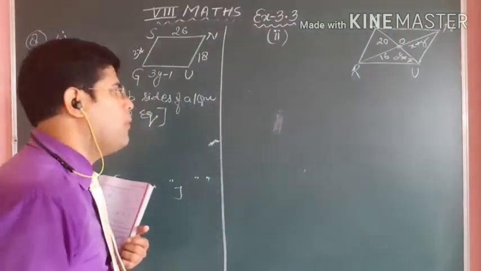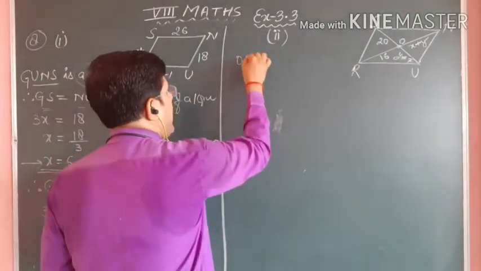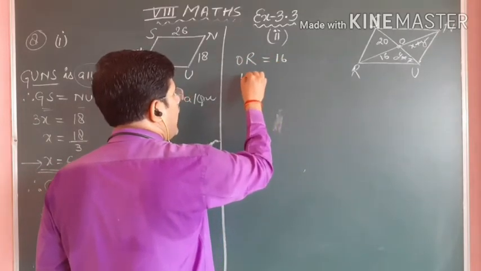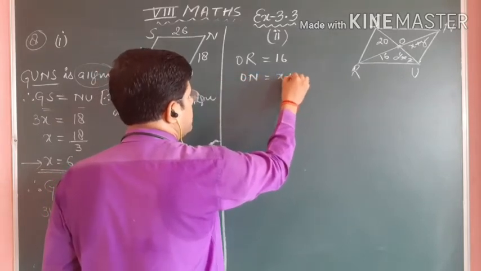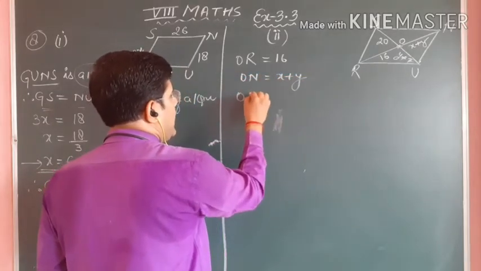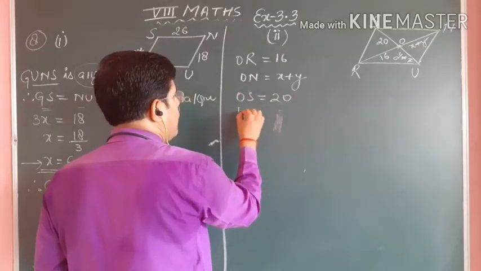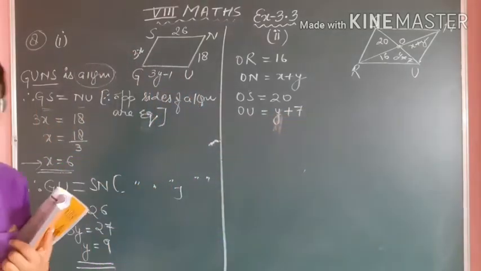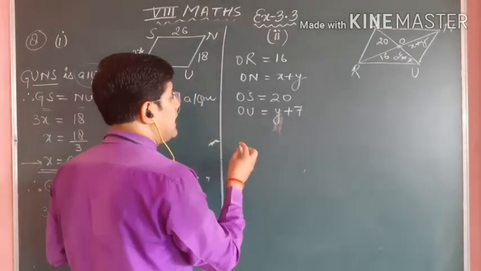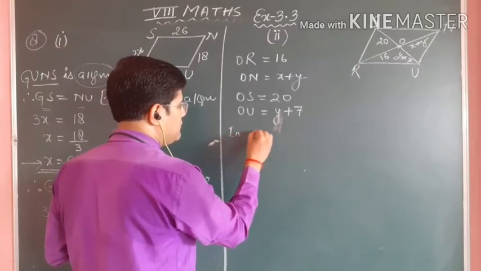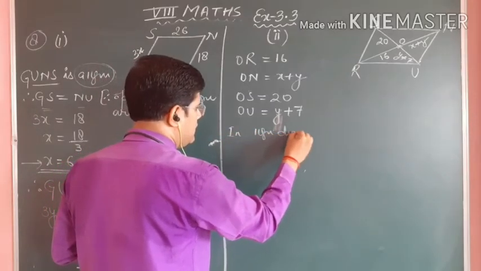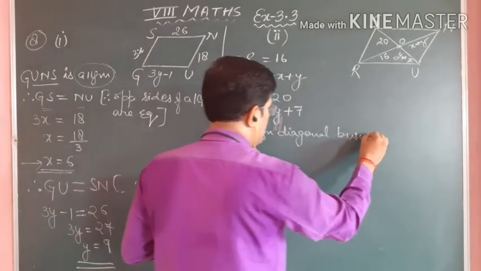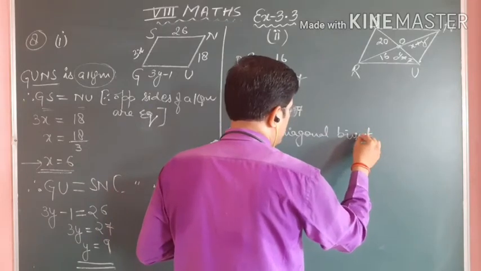Okay students, now firstly write the parts of diagonal. OR equal to 16 and ON equal to X plus Y. So OS equal to 20 and OU equal to Y plus 7. Now, what we do, we know that diagonals bisect each other in parallelogram.